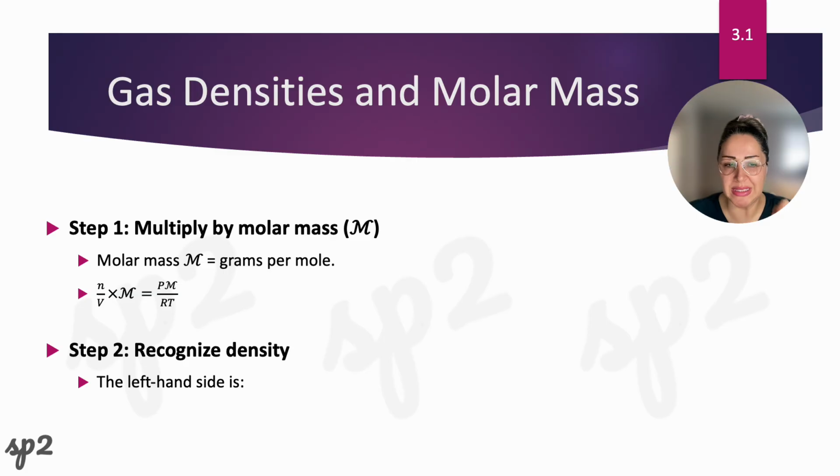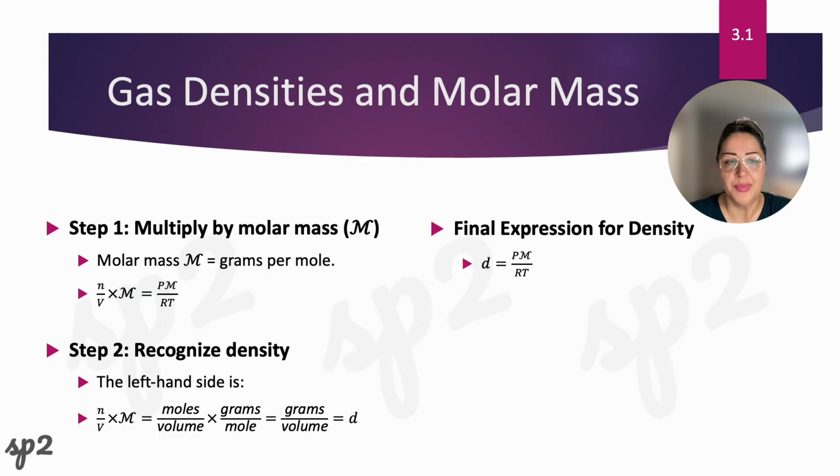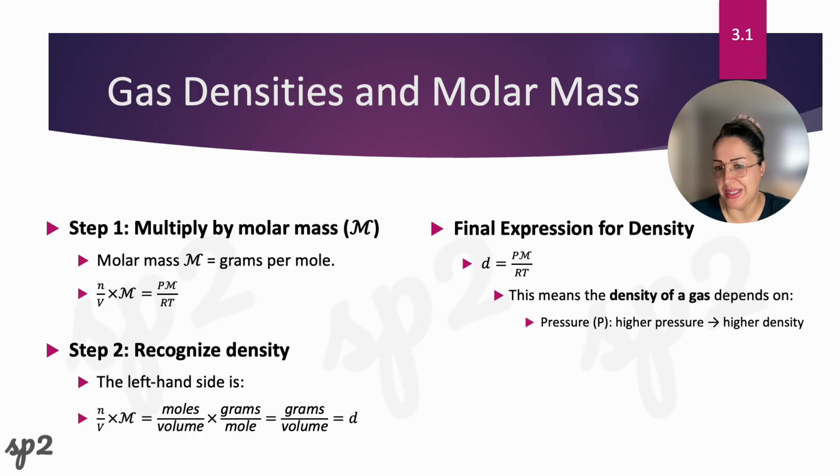So again, all I did here is multiply both sides by molar mass. Now I'm trying to recognize my density. The left-hand side, just focus on that for now. If you look at the units, n is the moles, V is the volume, and your molar mass is grams per mole. So I can cancel out the moles, and that gives me grams per volume. Guess what? This is your density, right? So pretty much the left side is your density, and I can replace that by D, that's a common letter for density representation. And that is equal to the right side, which is PM over RT, right?